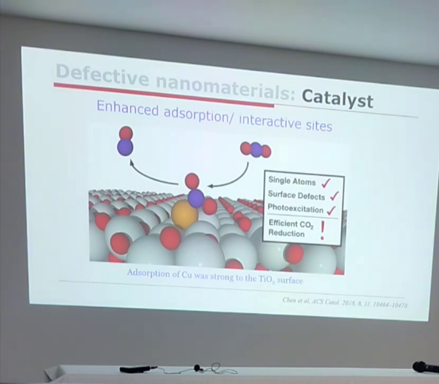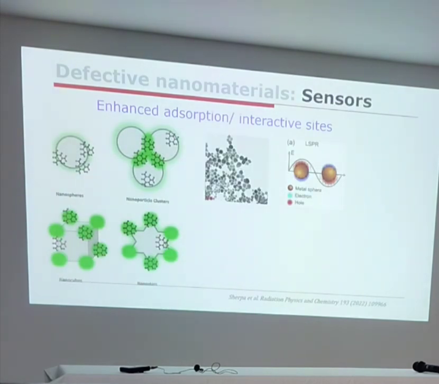Okay, so this is another example of enhanced absorption, which is catalysis. I think I'll skip this. This is something which I wanted to highlight and is called creating defects, but for applications in sensors, just like one of my fellow colleagues showed earlier. But here I don't work, I did work on PL sensors, but I want to highlight more of SERS-based sensors.